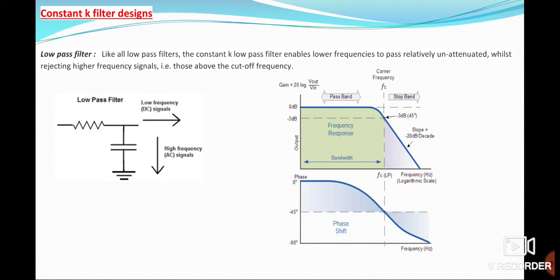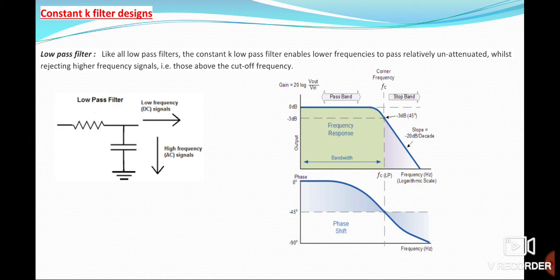So it is represented by -3 decibel at 45 degrees with a slope of -20 decibel per decade. The shaded green portion is basically called the pass band, and the rejection of higher signals, that is above the cutoff frequency, is representing the stop band. That is, the blue shaded region is representing the stop band, and the cutoff frequency is represented by FC.